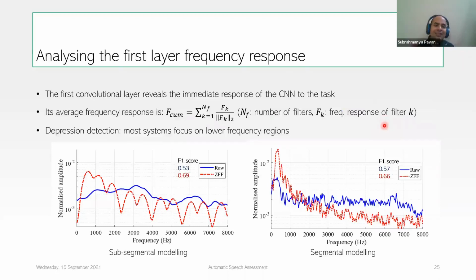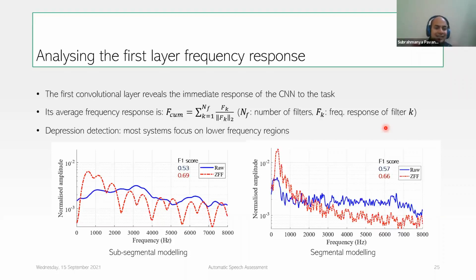So we also looked at the first layer frequency response, or what these networks are learning in general. The first convolution layer reveals the immediate response of the CNN to the task. What we can visualize is the average frequency response, where we take the frequency response of all the filters and average them.